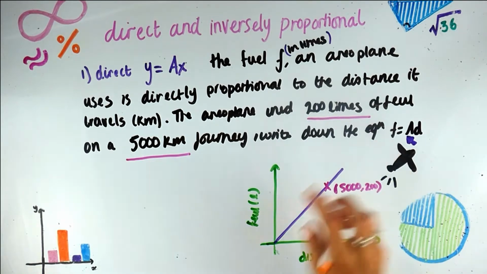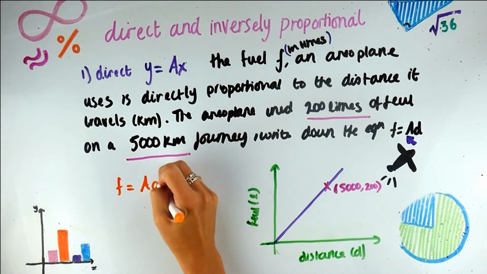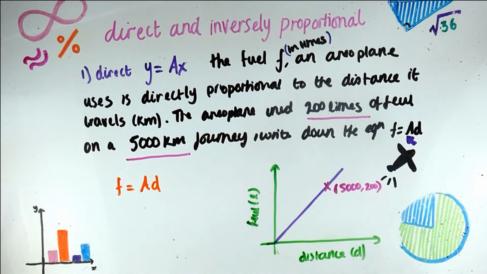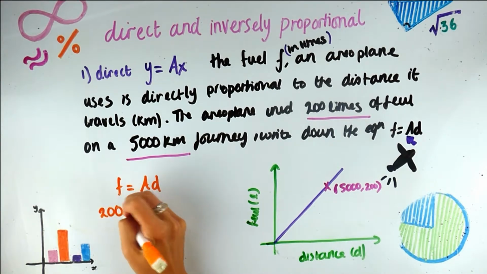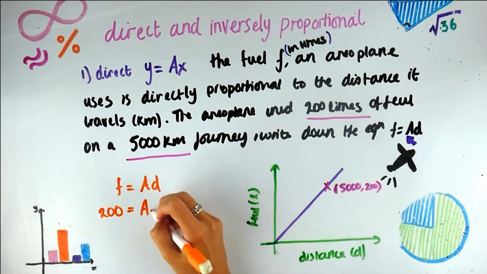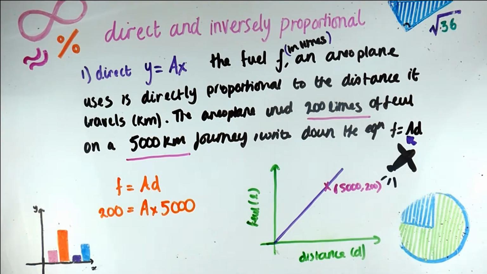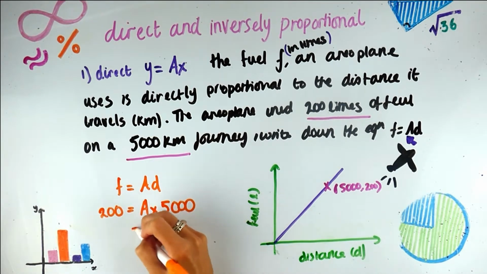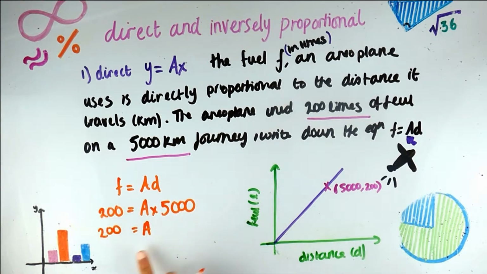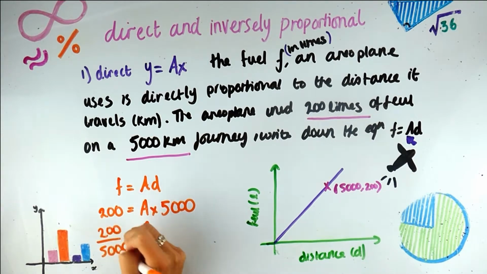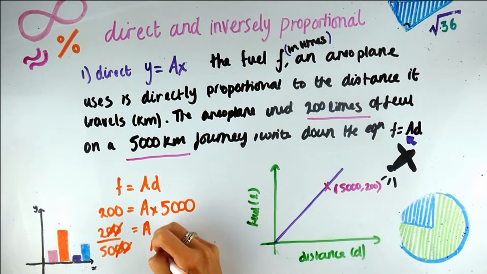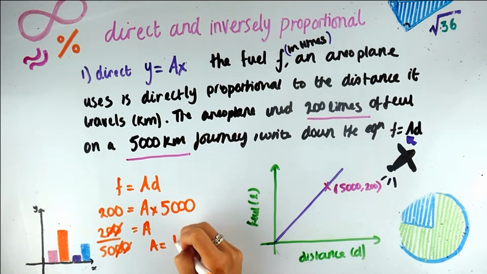So let's put the numbers in. So F = AD. We know how much fuel it's used, and that is 200 litres. We're looking for A, and we know it's multiplied by the distance, which it's gone, is 5,000 kilometres. So to find A, we rearrange this. We do 200, multiply on this side, so it becomes divide on this side by 5,000. So first of all, we can get rid of 2 of the zeros, cancel those out. So we know that A is 2 over 50, or 1 over 25. So now we've found A.